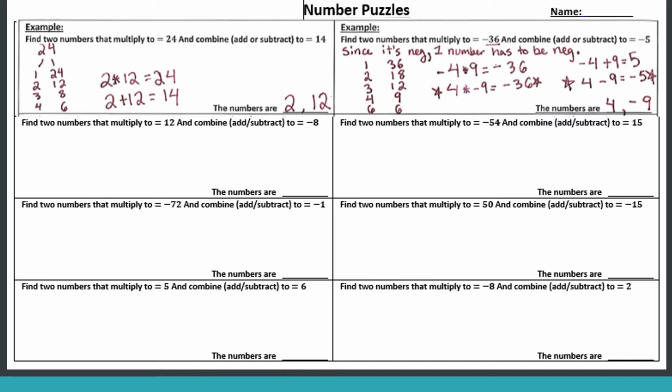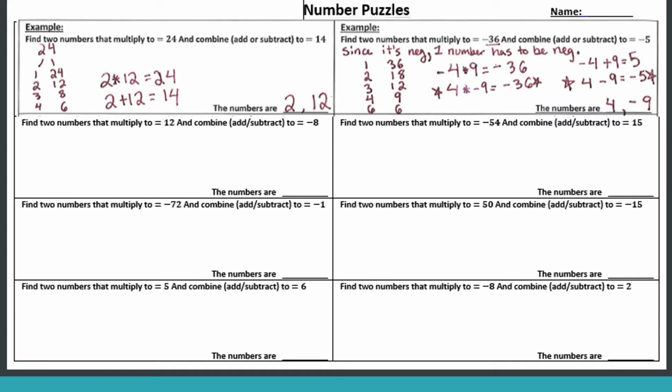Okay, so 24, the factors of 24 are 1 and 24, 2 and 12, 3 and 8, and 4 and 6. When I think about adding or subtracting them to 14, 1 and 24 adds to 25, subtracts to 23, so that doesn't work. 2 and 12 adds to 14. When I subtract it, I get 10. 3 and 8 adds to 11, subtracts to 5. 4 and 6 adds to 10 and subtracts to 2.